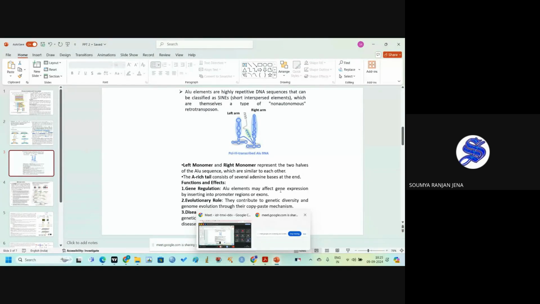SINEs, ALU. This is the structure of the ALU element. These are non-autonomous DNA.